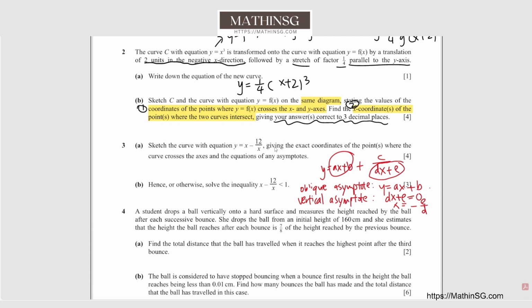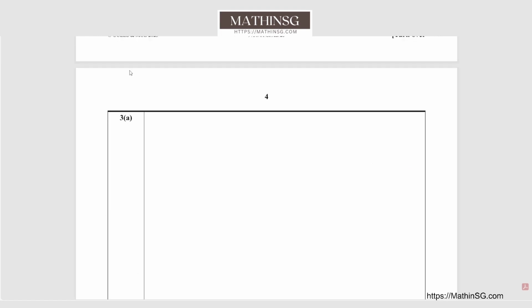So we are going to draw out a curve with an oblique asymptote y equals ax plus b and a vertical asymptote x equals minus e over d, because our GC is unable to give us asymptotes, so you do need to know the asymptotes by heart. So let's do it. So y equals x minus 12 over x. And we have found the asymptotes, right? Or we know the asymptotes.